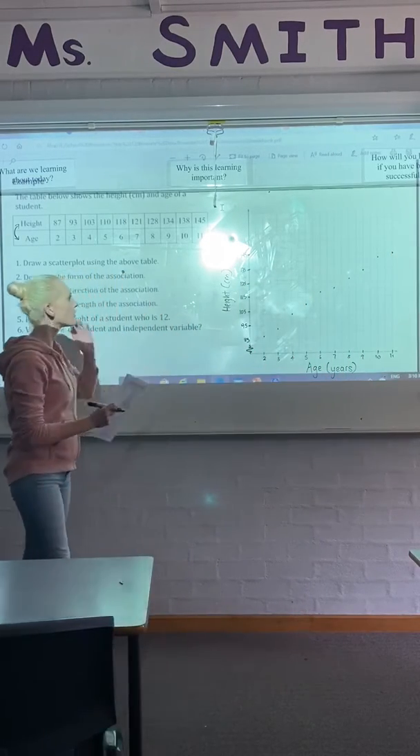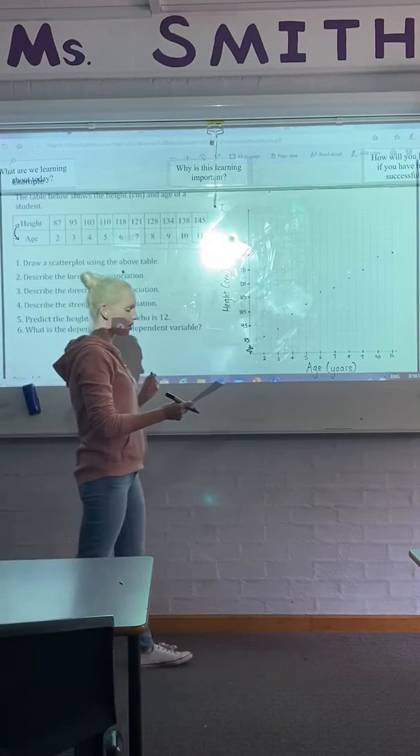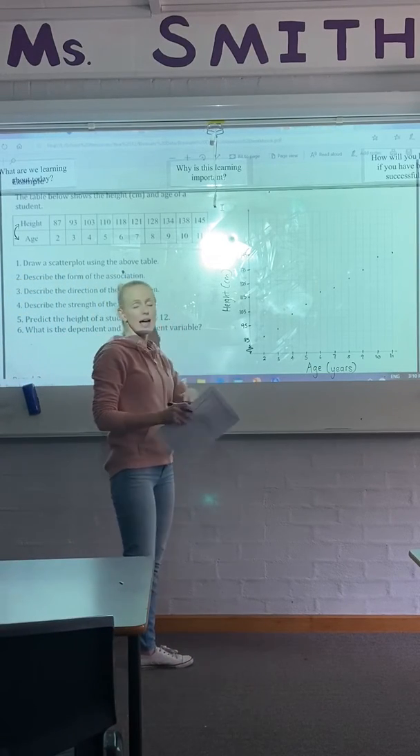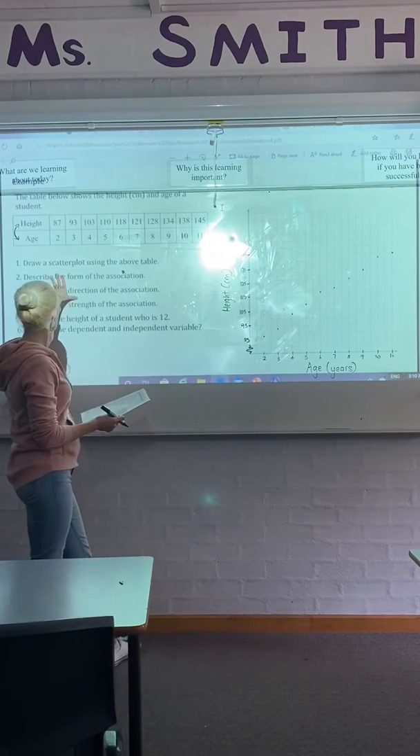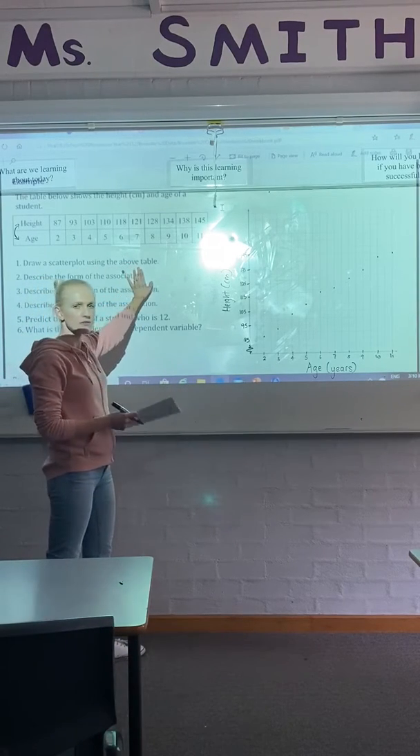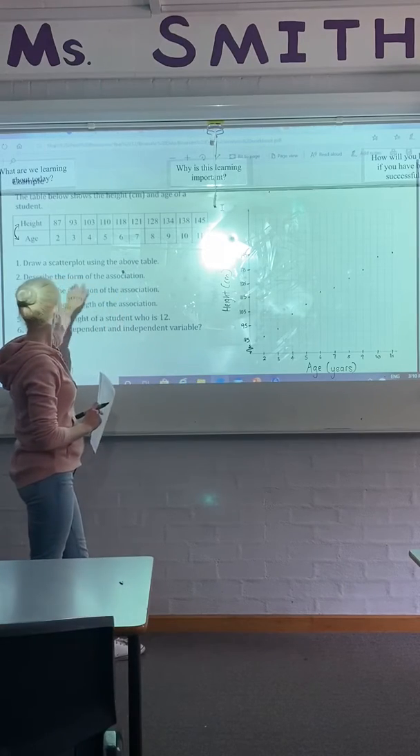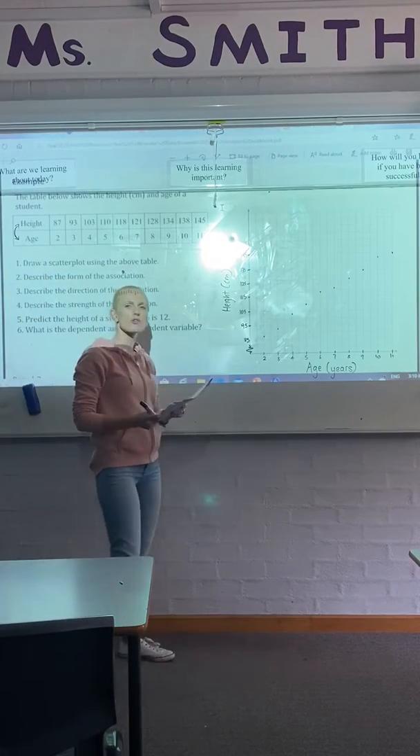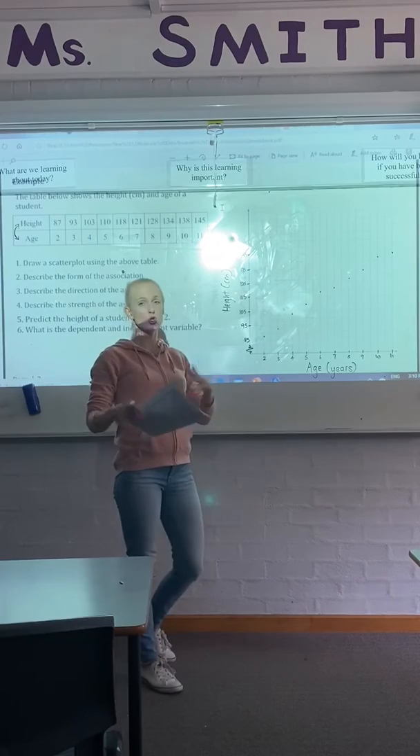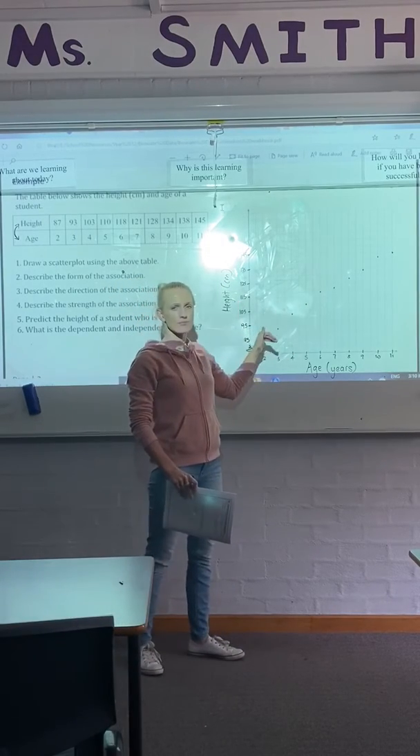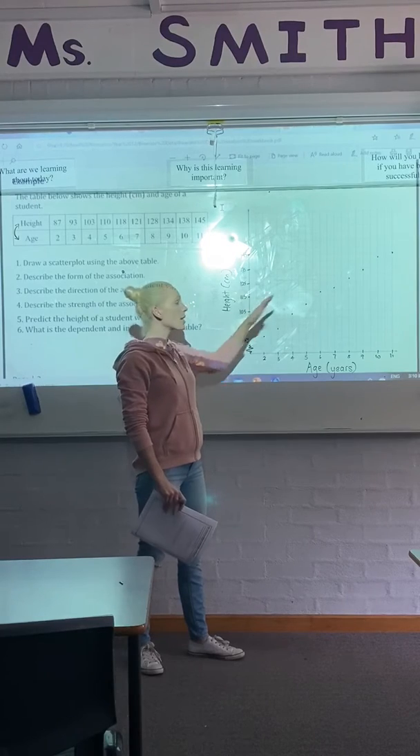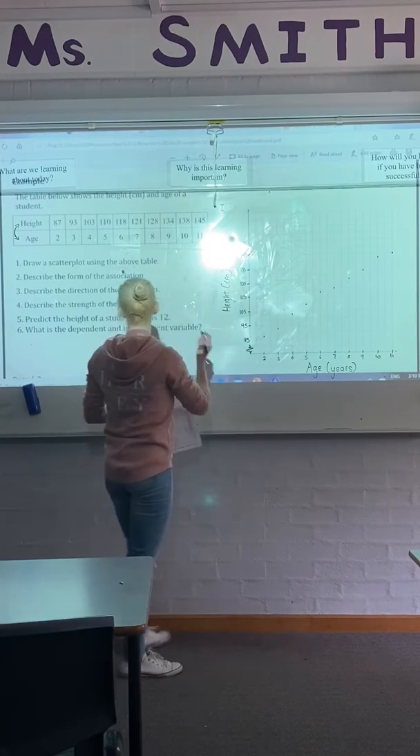Okay, so we've got all our children, all our dots on there. Now we're going to talk about what we can see. The first question says, draw the scatter plot using the above table. Yep, done that. Describe the form of the association. Remember, the form is it linear or non-linear? Looking at this, it forms a pretty good straight line, so we would definitely say that this is linear form.